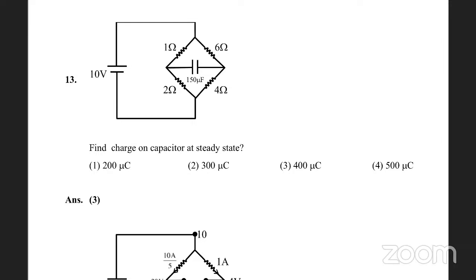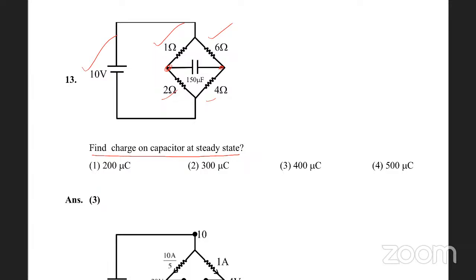Look at this question. Here, a 10-volt battery is connected to 1 ohm, 6 ohm, 2 ohm, 4 ohm, and a 5 microfarad capacitor in the circuit. You have to find the charge in steady state.